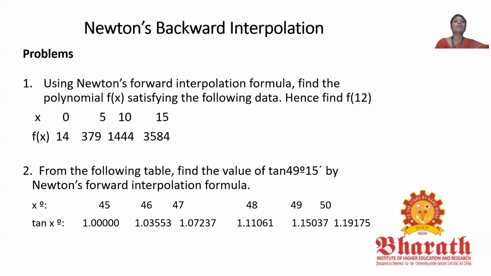Next question is, from the following table, find the value of tan 49 degrees 15 minutes by Newton's forward interpolation formula. So here too, your data is given as 45, 46, 47, 48, 49 and 50. So tan x degrees will be 1, then 1.03553, 1.07237, 1.11067, then 1.15037 and 1.19175. So using this you have to calculate the value.